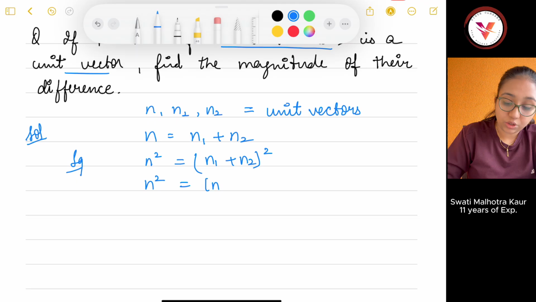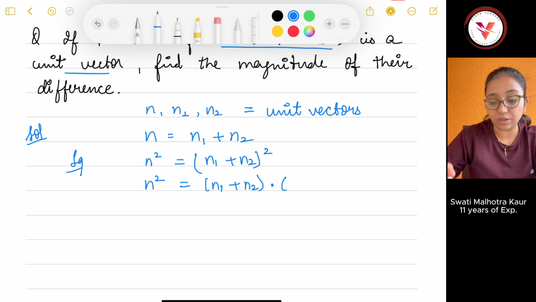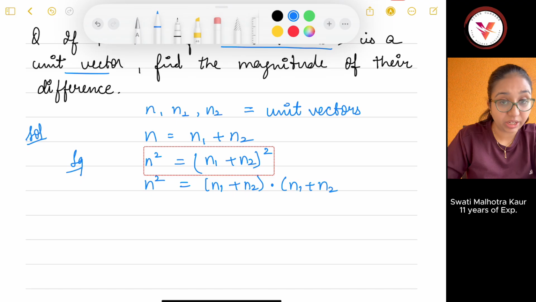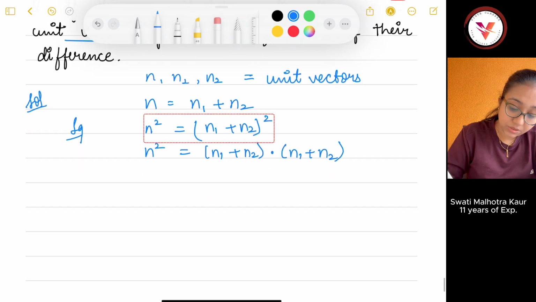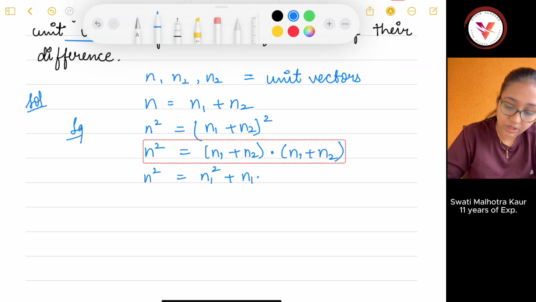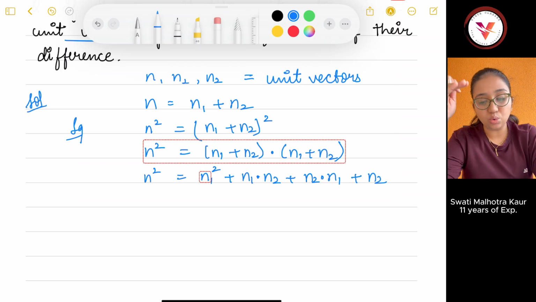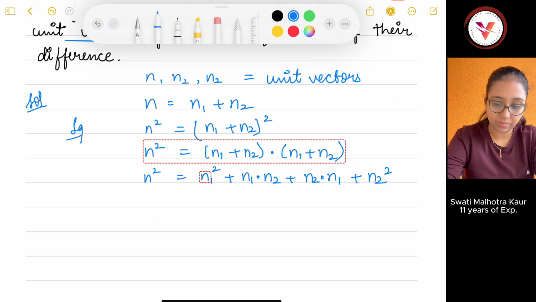If you take the dot product of two equal vectors, or a vector with itself, it is its magnitude square. We have already discussed that the angle is 0 here. You can check in a previous video. So this n1 dot n1, I'm writing n1 square. Then plus n1 dot n2 plus n2 dot n1 plus n2 square. Actually, it is n2 dot n2, but n2 dot n2 is n2 magnitude whole square.